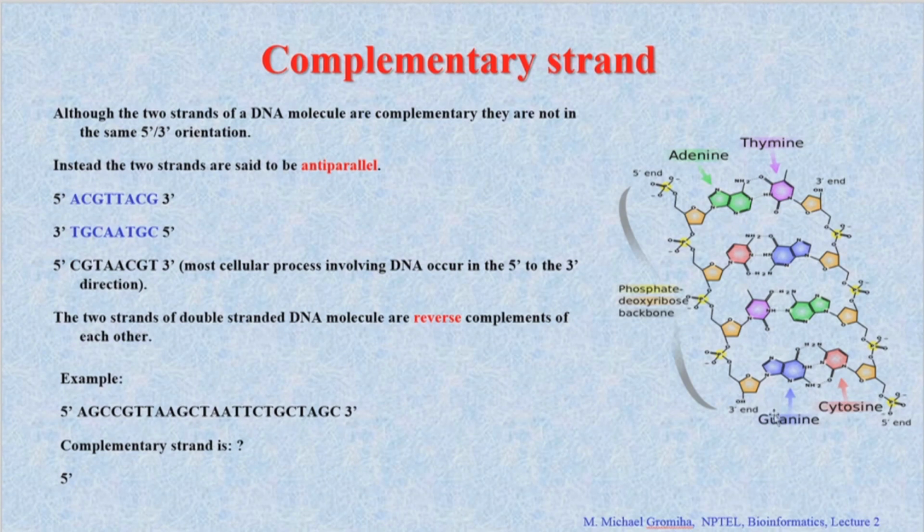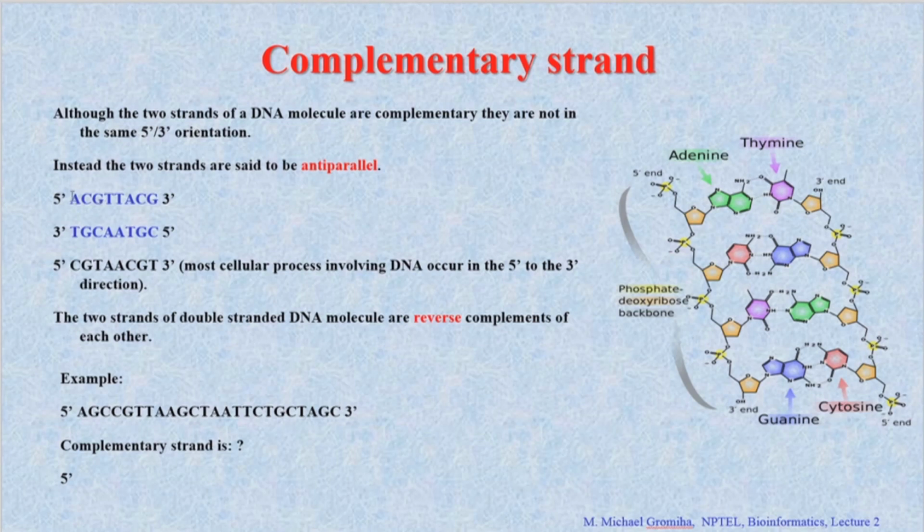As I discussed, the two strands of the DNA molecule are complementary, but they are not in the same 5 prime to 3 prime direction. One is in the 5 prime to 3 prime direction, and the other is in the 3 prime to 5 prime direction. Because most of the cellular processes involving DNA occur in the 5 prime to 3 prime direction, this is why they write sequences in the 5 prime to 3 prime direction.